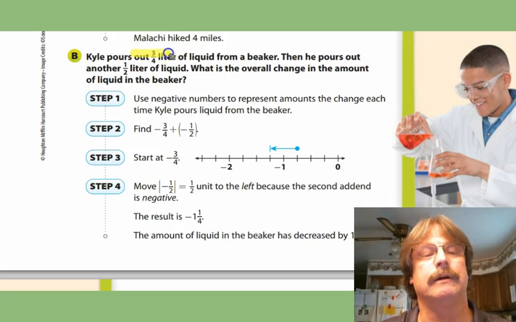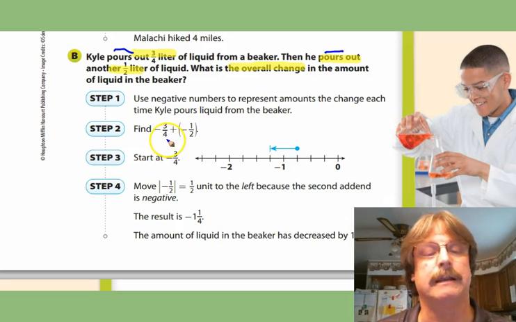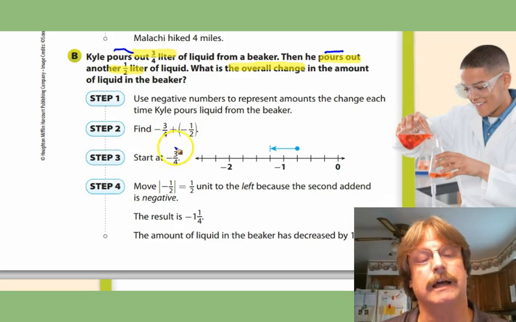So highlighting, we're going to pour out, so that's going to be a negative. Then he pours out, again looking at keywords here, another 1/2 liter. And then what's the overall change? So we're going to add those together. Pours out is a negative, pours out is a negative. Write what you see. So we're going to use negative numbers, -3/4 plus -1/2. If you remember back at the beginning of the video, if you add two numbers with the same sign, then your answer is going to be a negative whatever.